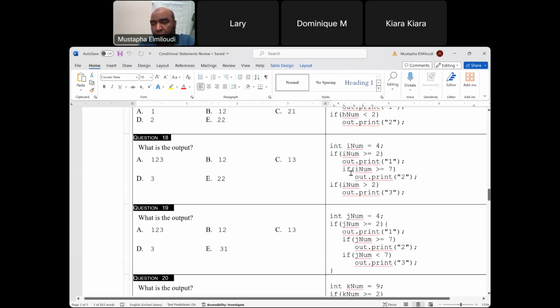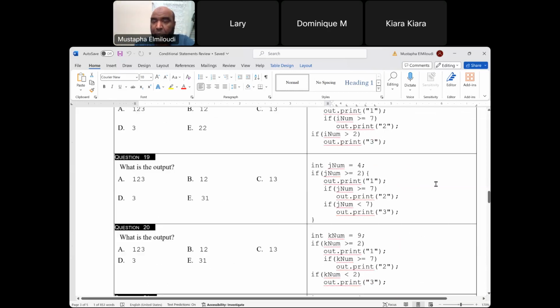So here, even though the second if statement is indented, it's separate. Why? Because if you don't have the braces, only the first line, which is print 1, is part of the first if statement. So basically here, is 4 higher than 2? Yes, 1 will be printed. The second if statement is a separate one. So is 4 higher than 7? No. 2 will not be printed. Now the last one, that's the third if statement, is 4 higher than 2? Yes. So now we're going to print 1 and 3, which is C.